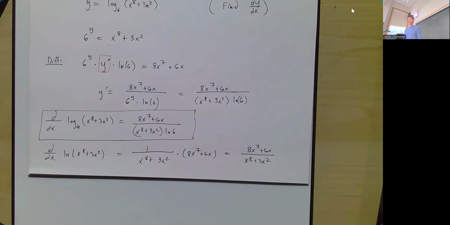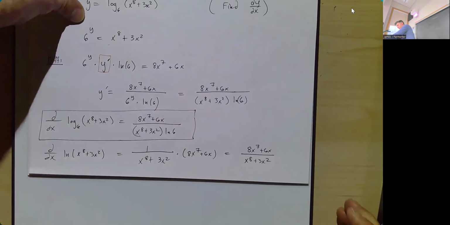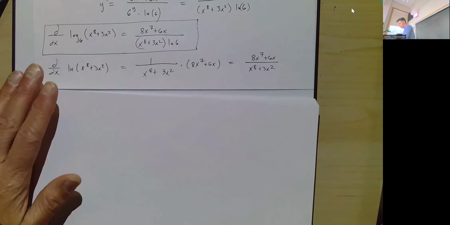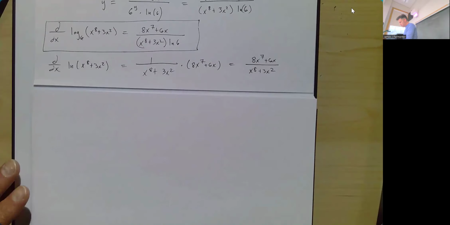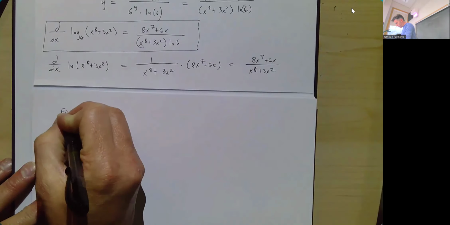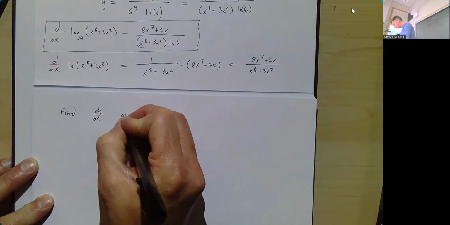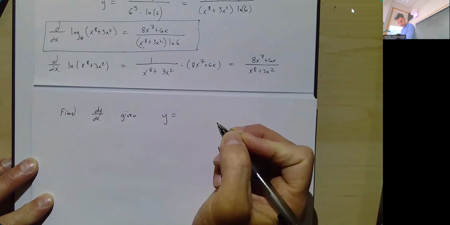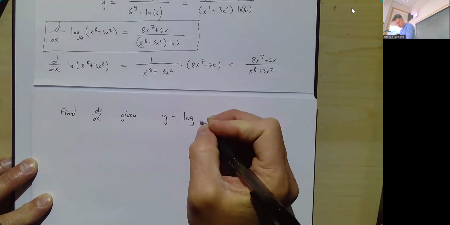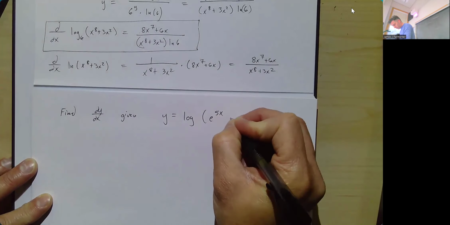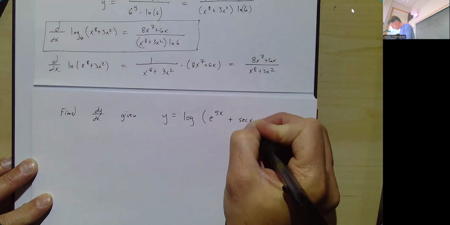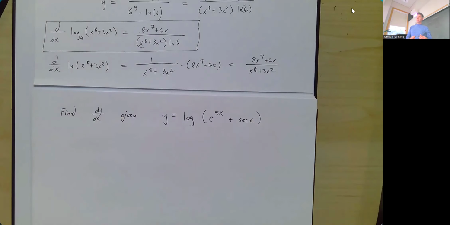Let's look at one more example before we make the bigger connection here. Let's say we're going to find dy dx given y is equal to log of e to the 5x plus secant of x. I didn't write the base because I'm lazy, and it's typical. But what is the base I didn't write?